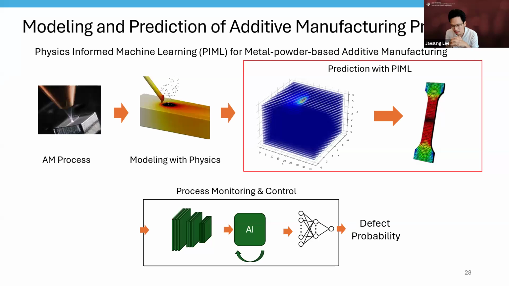Another application of AI is prediction or simulation. In the past, people used physics laws and made numerical simulation systems to make the digital twin of manufacturing processes. However, it takes a couple of hours or even a day or two.